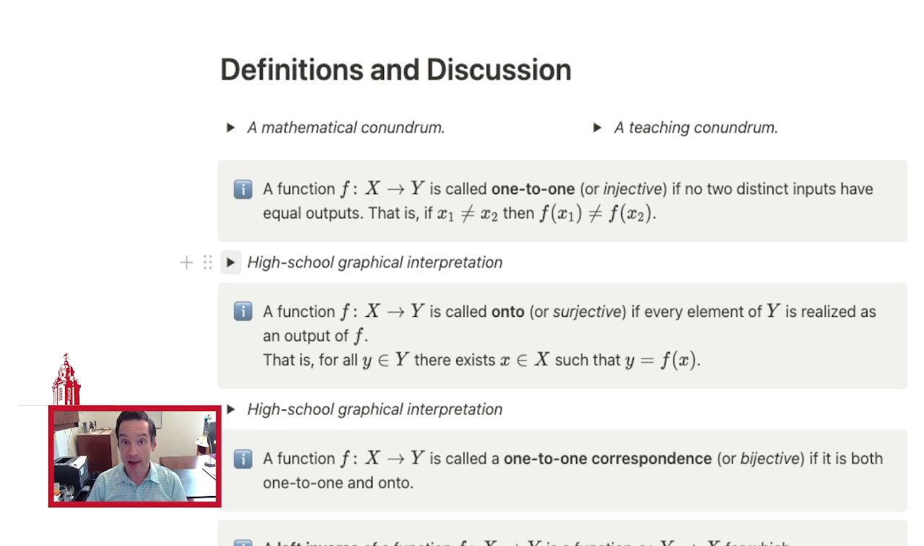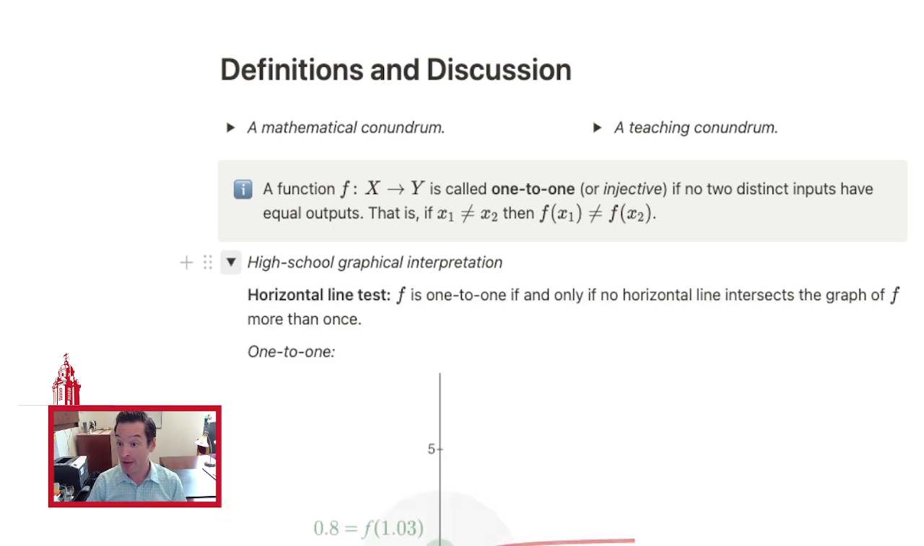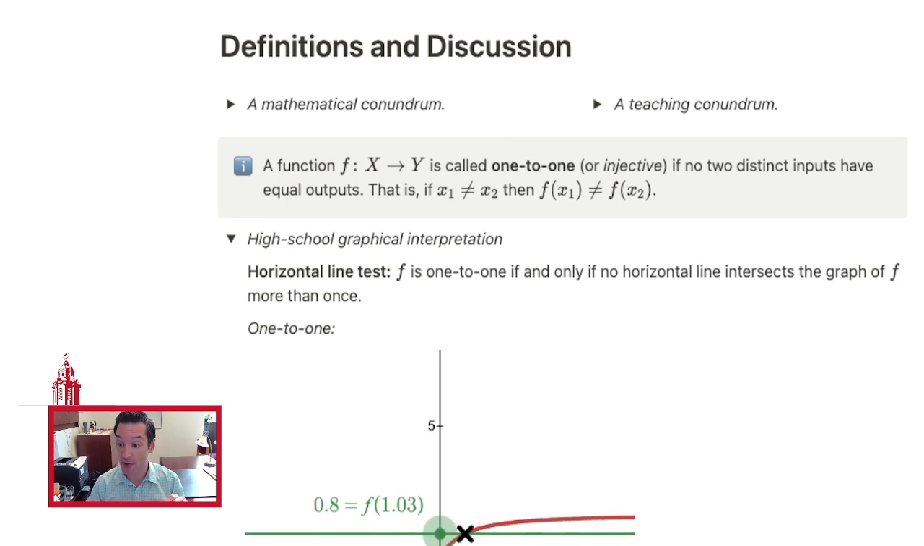Well, it can show up just by analyzing properties of graphs. So one way to do that is by using a horizontal line test. So probably this shows up in the high school curriculum when you're first learning about inverting a function, finding the inverse of a function, right? And so a function is one-to-one if and only if it's not possible for me to draw a horizontal line on its graph that intersects the graph more than once.